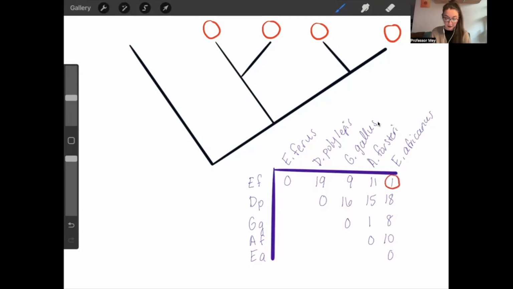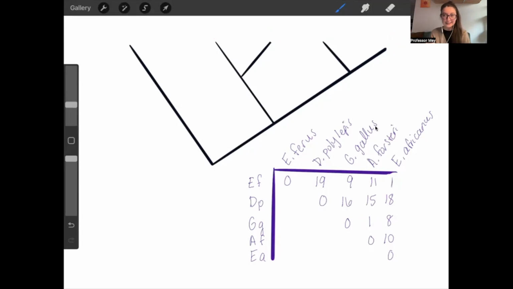africanus and E. ferris, and then A. forsteri and G. gallus, right? Those 2 for sure have the least amount. So they're probably going to be up here in these circles, right?